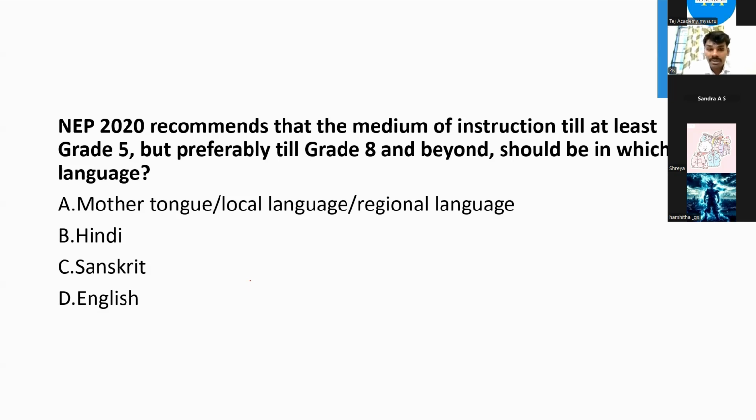So NEP 2020 recommends that the language in which subjects are to be taught at school till grade 5, but preferably above grade 5, should be in mother tongue, local language, or regional language. If you have seen other countries, specifically the European countries and our Eastern countries, let it be China, let it be Philippines or any other countries. If you take even the European countries like the Slavic countries, the Baltic countries, or the other countries like French, Spanish, Portuguese countries, all of them teach their students in school in mother tongue, even till higher education.